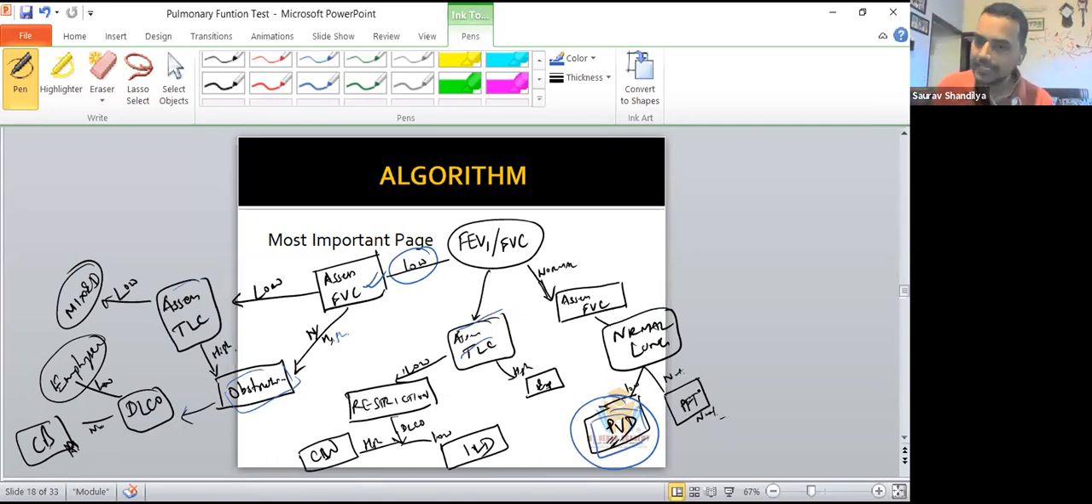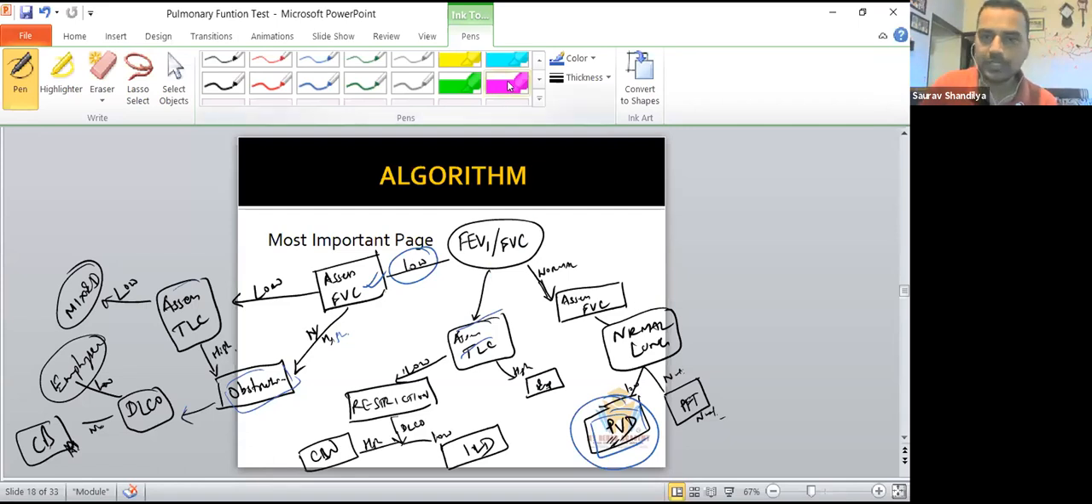Now the algorithm is clear. Algorithm is nothing. It is how to apply an idea analytically so that you can come to a certain conclusion. Dear members, whoever has attended my differential diagnosis class, it was full of algorithms, isn't it? Algorithm about the chest pain, algorithm about the dyspnea. So same thing, algorithm about the pulmonary function test I presented to you today. It's just one page, one diagram. It says all the story. One flowchart tells all the story, you see.